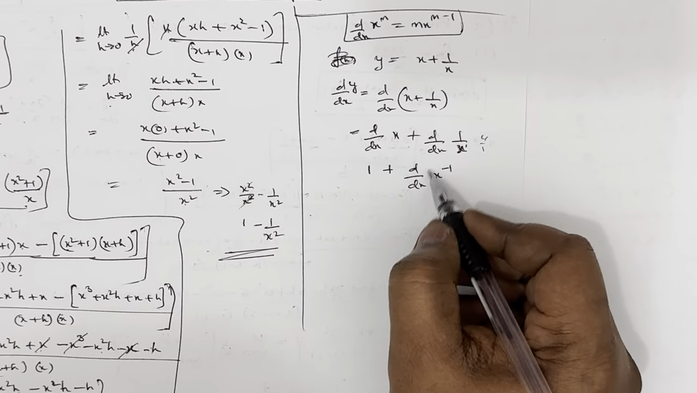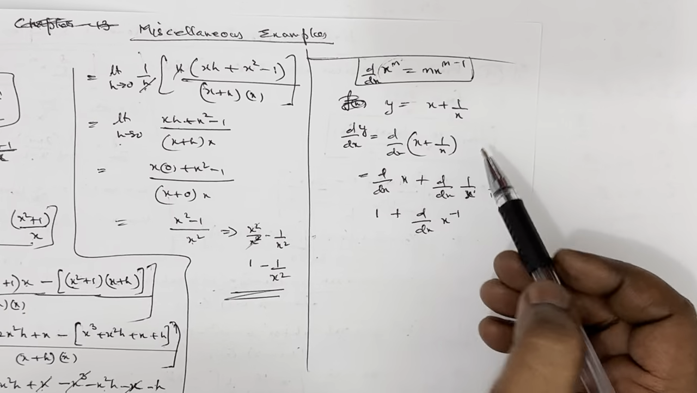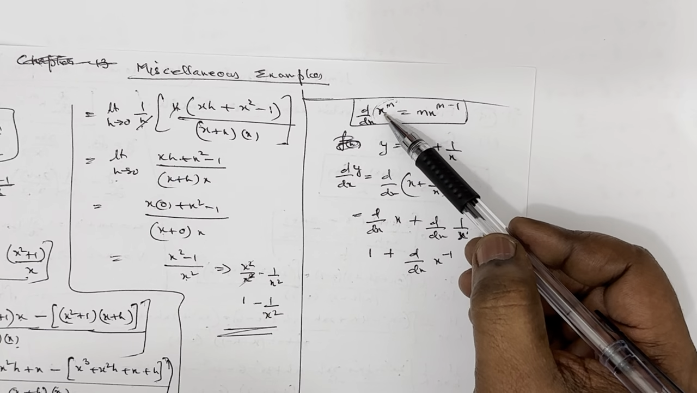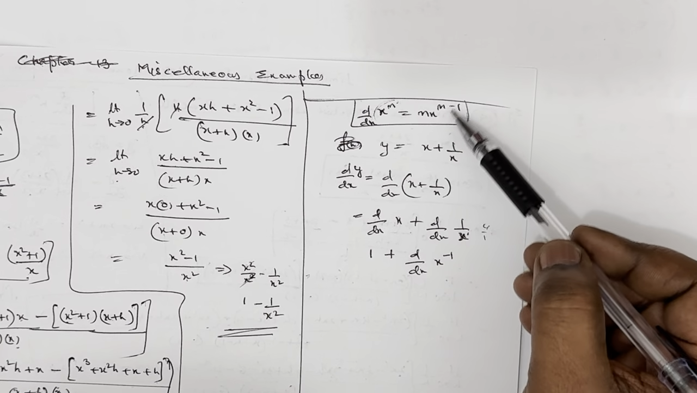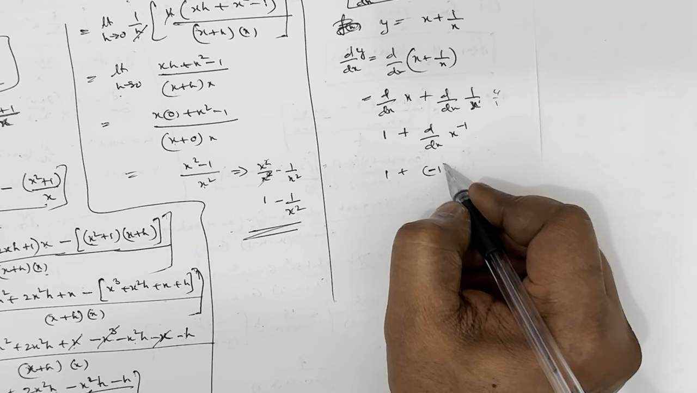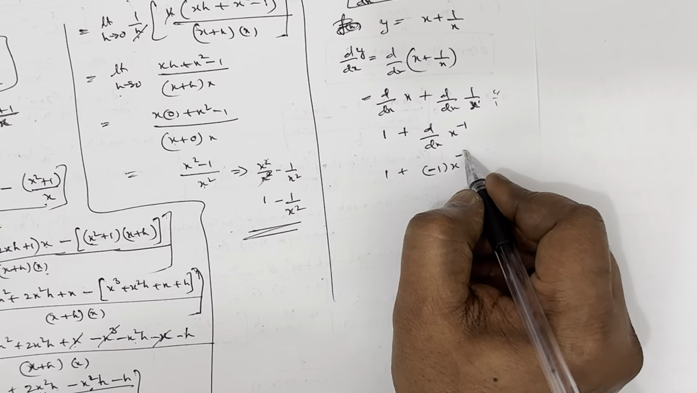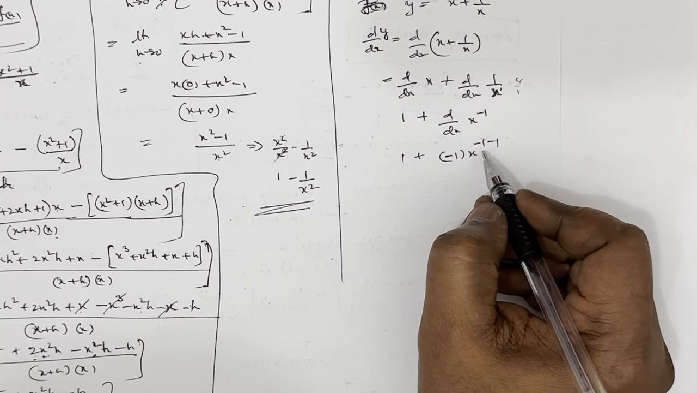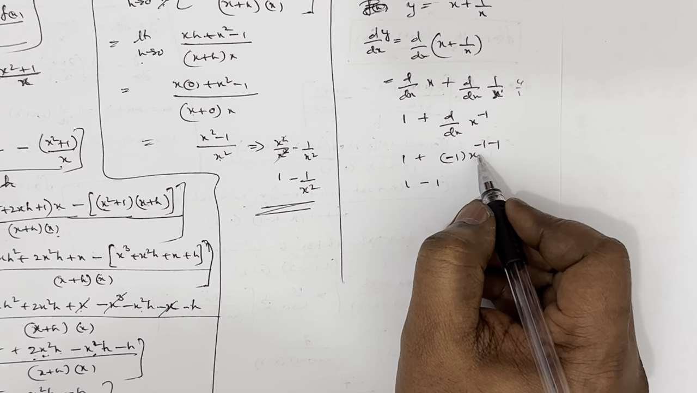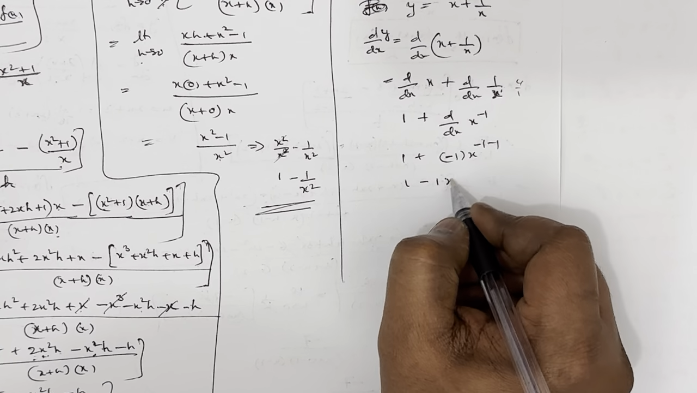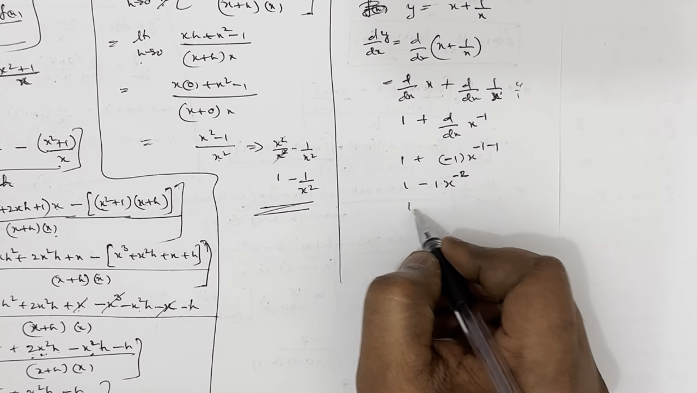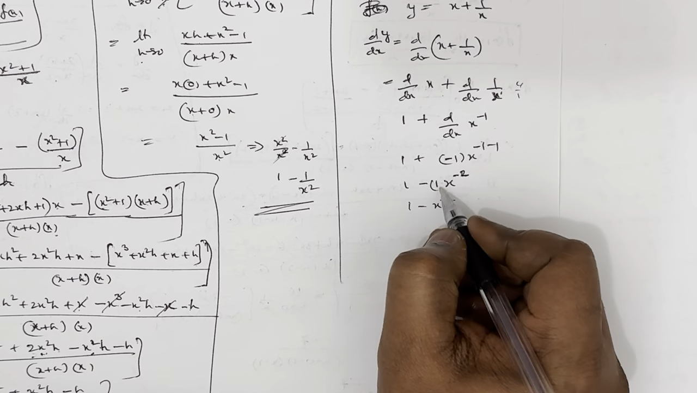Now this is in the form x raised to n. x raised to minus 1 is in this form, so we can expand it this way, n into x raised to n minus 1. So 1 plus, this will be n into x raised to n minus 1, that is minus 1, minus 1. n minus 1 will be negative 1 minus 1, negative 2. So x raised to minus 2, 1 into this will be 1 minus x raised to 2.